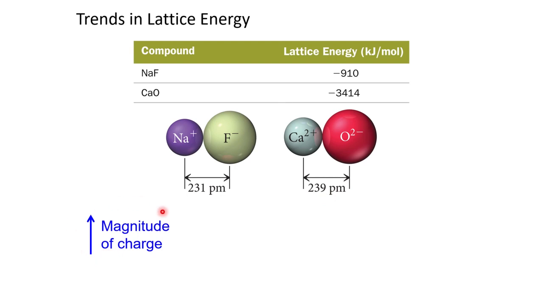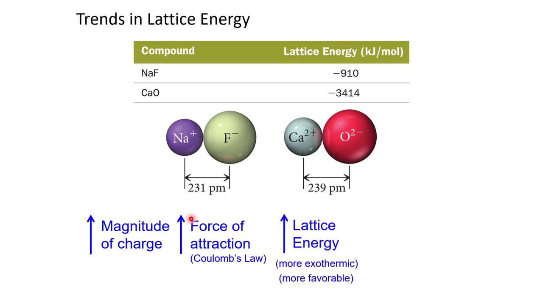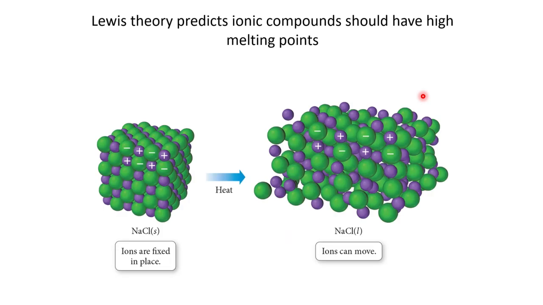So again, remember our Coulomb's law. As the magnitude of charge increases, the energy increases. So higher magnitude, greater force of attraction, means greater lattice energy. So more favorable, more exothermic, meaning that for every mole of calcium oxide formed, almost over 3,400 kilojoules are released into the system or the surroundings around the reaction.